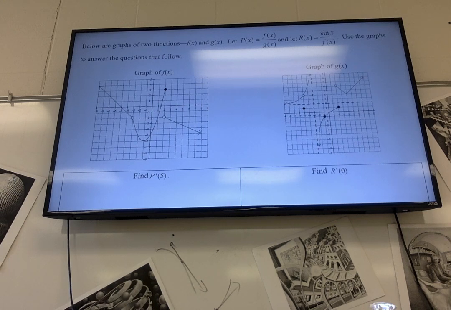So we can do it algebraically. We need to be able to do these things graphically as well. So we have two graphs, f of x and g of x. And notice it gives us a couple of definitions. P of x is f of x divided by g of x, and then r of x is sine of x divided by f of x. So let's start with finding p prime of 5.